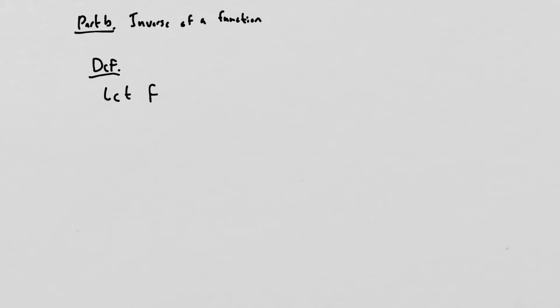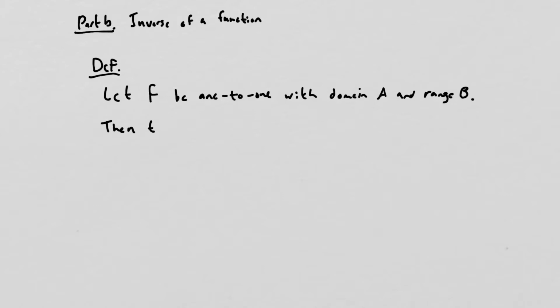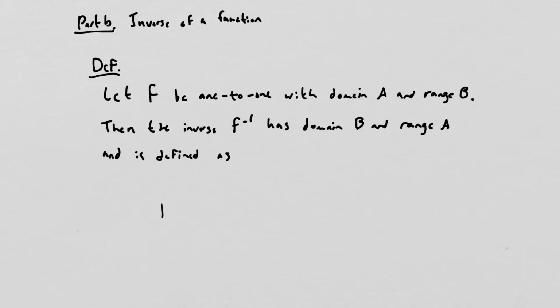Suppose first that f is 1 to 1, and let's go ahead and call the domain A and the range B. The inverse of f, written as f raised to the negative 1, then has a domain B and a range A, and is defined as follows. f inverse of y is going to be equal to x if and only if f of x is equal to y.